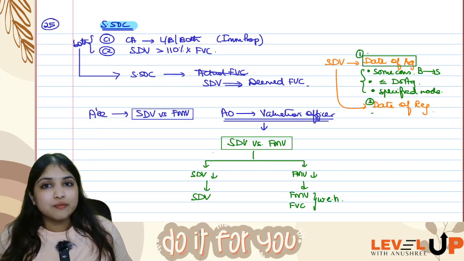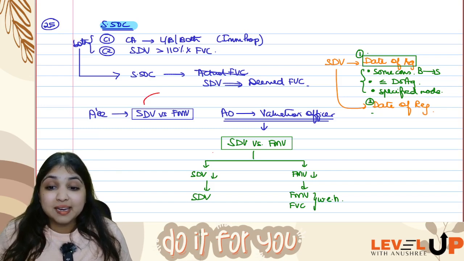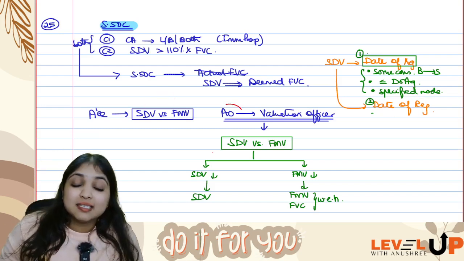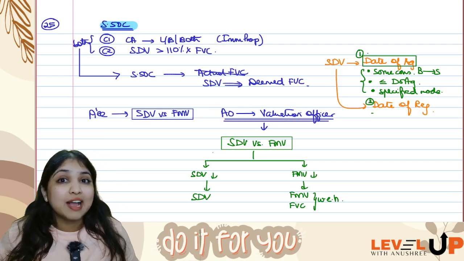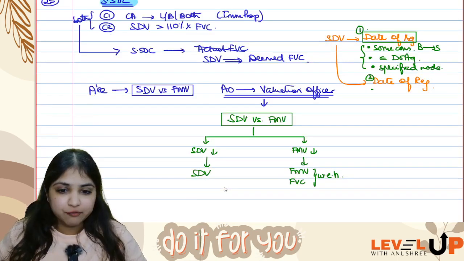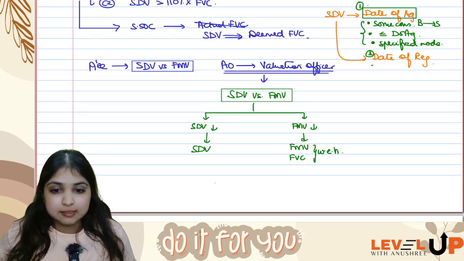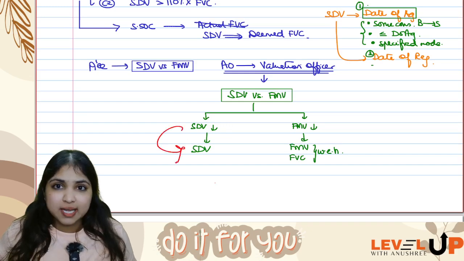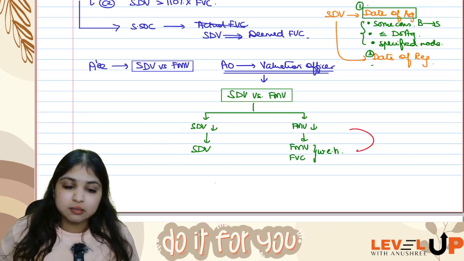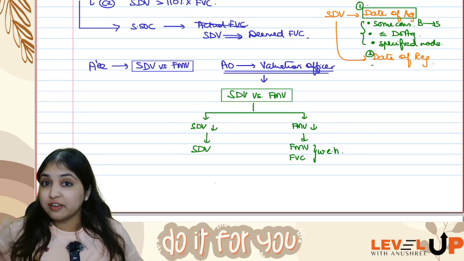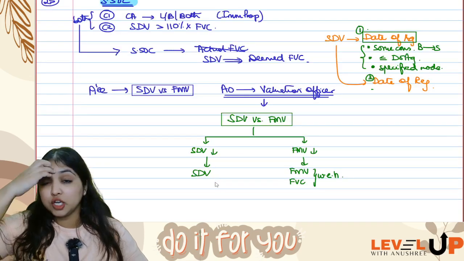Okay. Now, however, if the assessee is comparing STV and FMV, then the assessing officer will appoint a valuation officer and ask him to find the FMV number. Now, you will compare STV and FMV and you will see which is lesser. If STV is lesser, you will take STV. If FMV is lesser, you will take FMV or FVC, whichever is higher. This is your whole of section 50C.